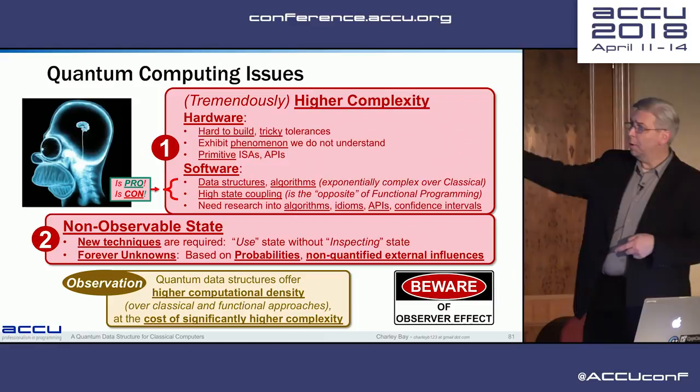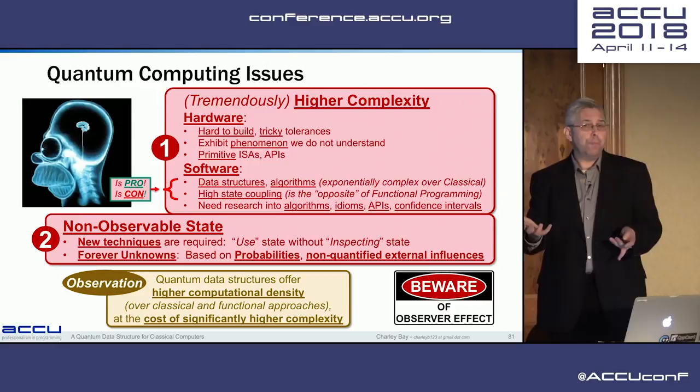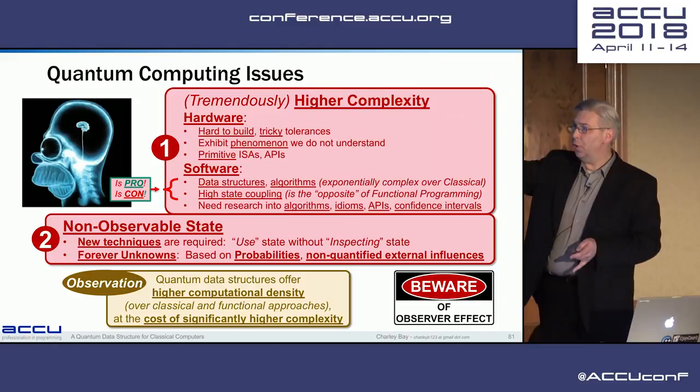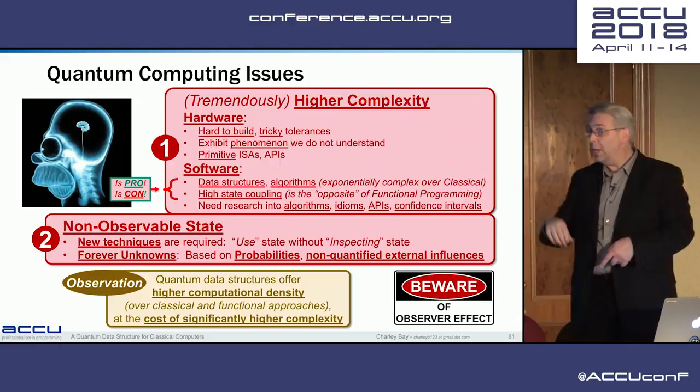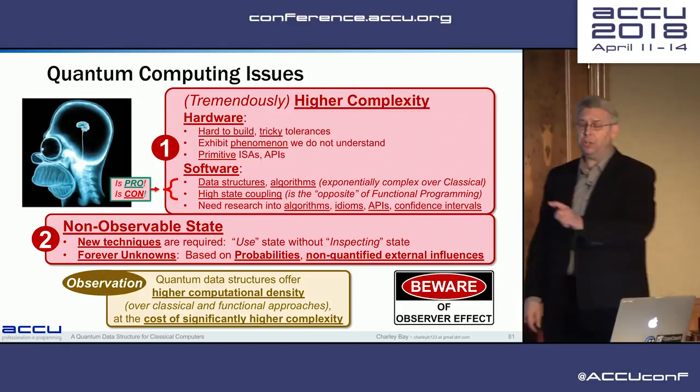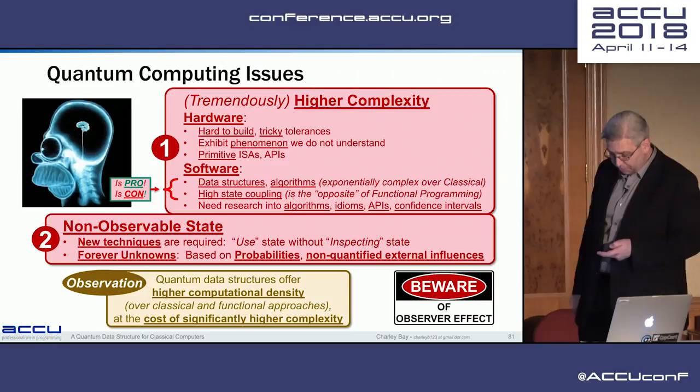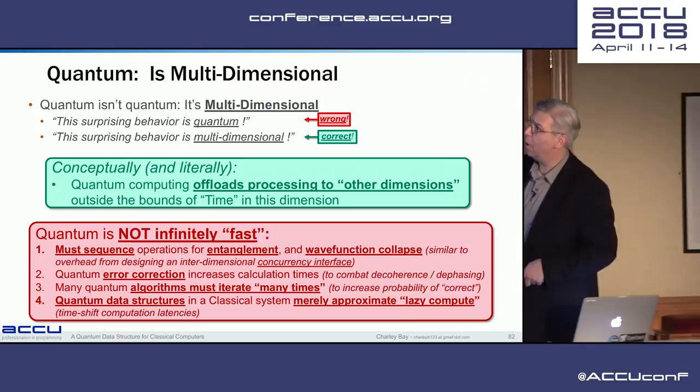But with your software, you can't inspect the value. You can't do runtime classification of data objects. Your debugger experience is going to be quite different. So that makes this really kind of hard to do. And this non-observable state is just something we have to get comfortable with. And then you are going to yield an answer that you may or may not want to trust. There are techniques to deal with that, but that's all still very young. It is higher computational density at the cost of significantly higher complexity. And this observer effect is pretty phenomenal. That's another talk, really.